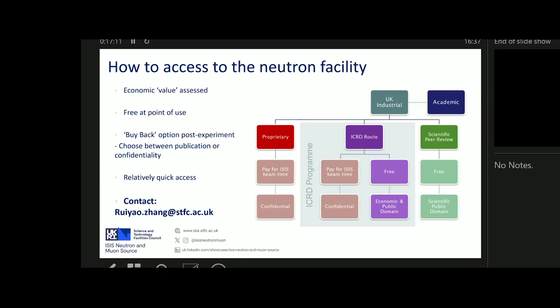Yeah. So at the bottom is my contact, and I'm very happy to get in touch with you if you have any interest in using our neutron imaging or any other neutron techniques. By the way, we've got a lot of different neutron techniques: neutron imaging, neutron diffraction, small angle scattering, and many others.